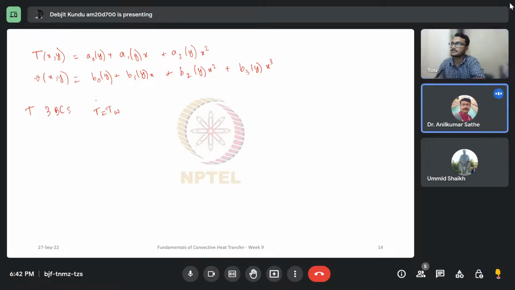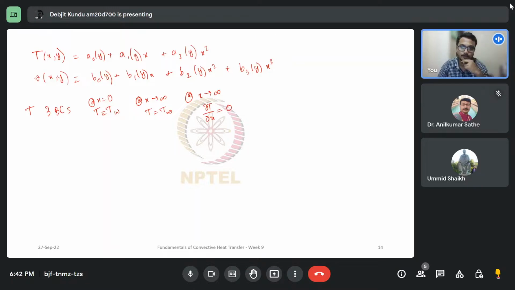So this is at x equal to 0. We know that as x tends to infinity, T tends to T infinity, which is the temperature of the ambient fluid. And the third boundary condition: at x tends to infinity, dou T by dou x has to go to 0, since there is no gradient in the far field.